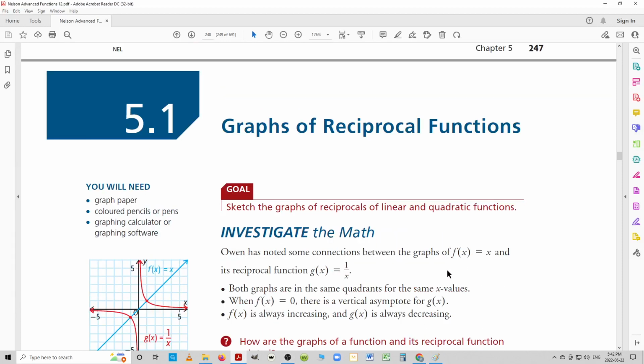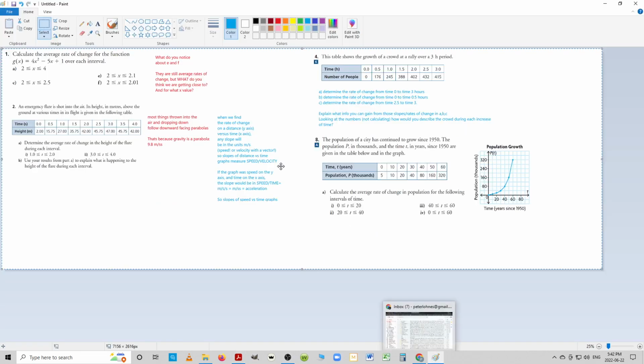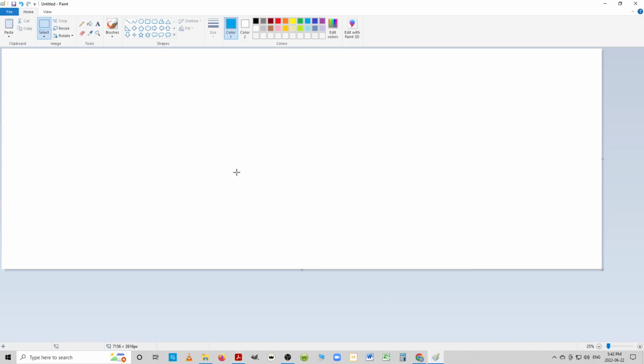Okay, chapter 5 is all about graphing reciprocal functions, and most people don't like it, but the truth is, once you get the rules down, it is incredibly easy. Here's the big hint for reciprocal functions. Reciprocal functions will occur on a graph just like this, and they usually look like this. There's usually an area like this and an area like that.